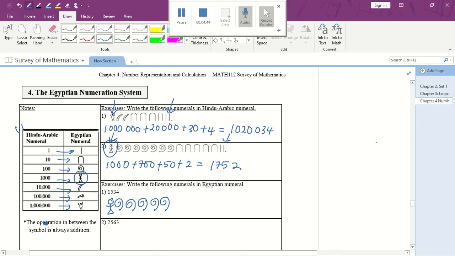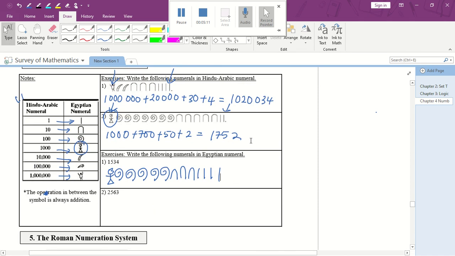For 1,534, we need to have 30, so we need to have 3 covers. 1, 2, 3. Of course, you can draw a bit bigger; let me just draw it nicely. 1, 2, 3. And the last 4, which means we need to have 4 lines. 1, 2, 3, 4. And that's it. That's how we write the Egyptian numerals.